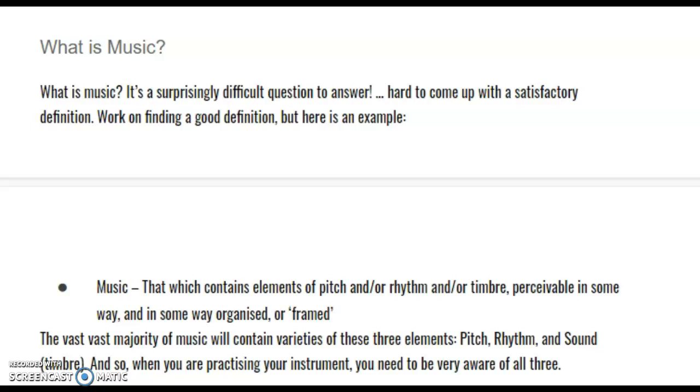It's actually very difficult to answer this because we have lots of different definitions. But work on finding a good definition, and here's an example. It contains the elements of pitch and rhythm and timbre, and in some ways it's organized or framed. So I have a meter. The vast majority of music will contain varieties of these three elements: pitch, rhythm, and sound, timbre. So when you're practicing your instrument, you need to be aware of all three.